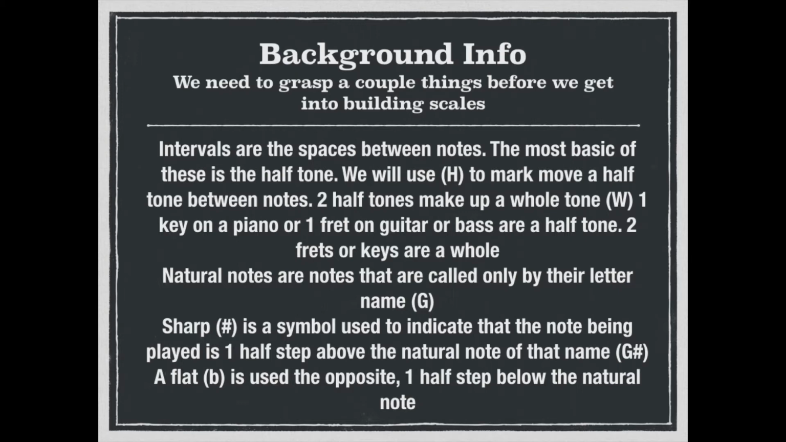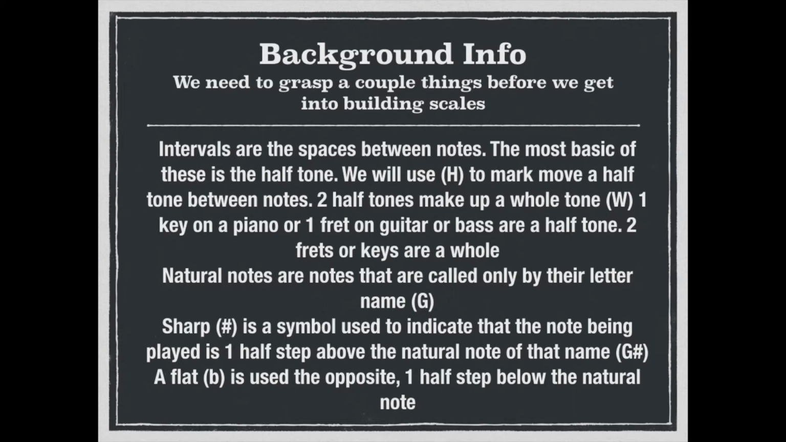Two half tones make up a whole tone, or one key on a piano, one fret on a guitar or a bass. Those are each a half tone. So fret 1 to fret 2 is a half tone, and two keys that are right next to each other on a keyboard are a half tone. Two half tones, or two frets or keys, make up a whole tone. So if you skip a key, or you skip a fret, like first fret to third fret, that's a whole tone.